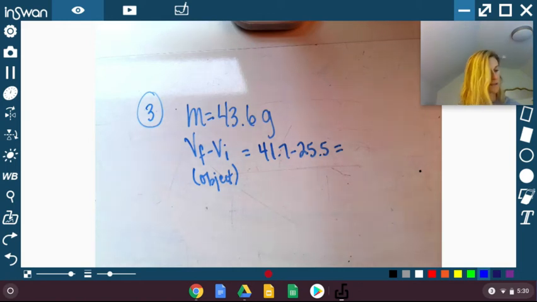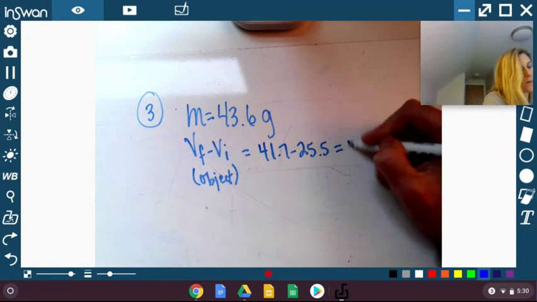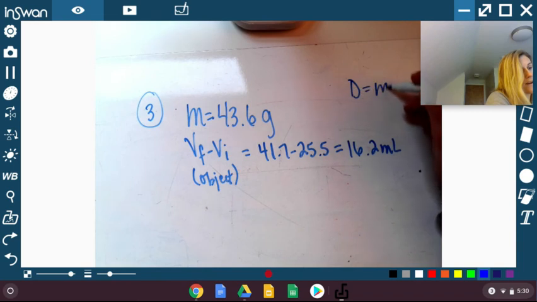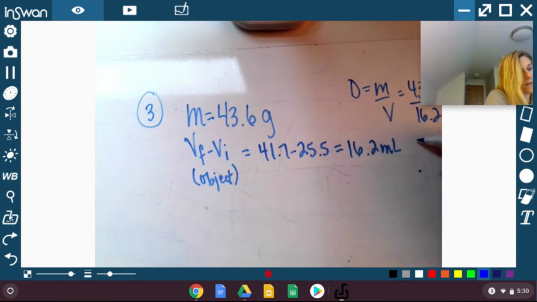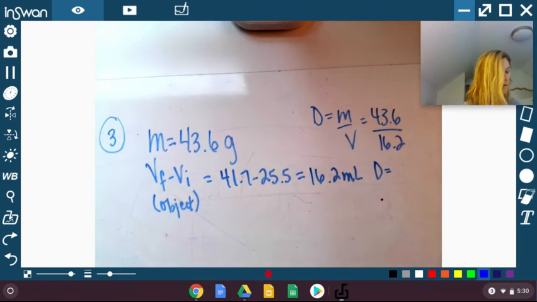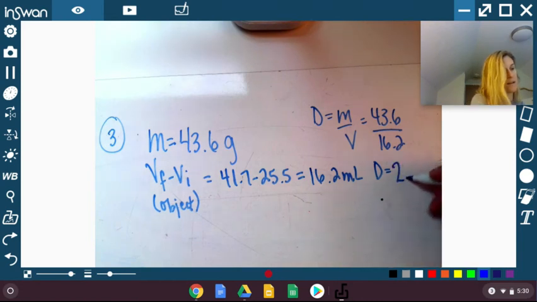You get 16.2. So 16.2 milliliters is the volume of your object. Density, again, is mass over volume. So 43.6 divided by 16.2, and you get about 2.69, and that's grams over mils.